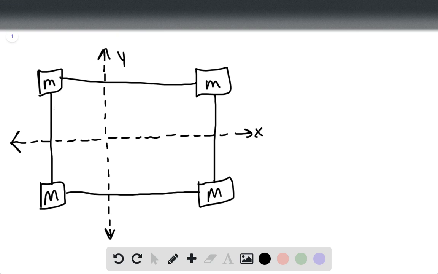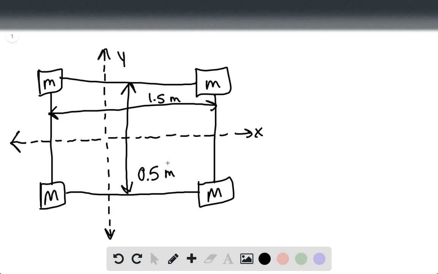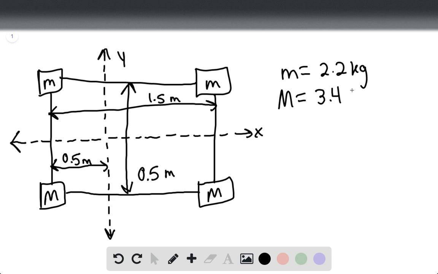And we can say that this distance here is 1.5 meters. We know that this distance here, obviously not drawn to scale, is 0.5 meters. And then we can say that this distance right here is also 0.5 meters. So essentially, we're trying to find the moment of inertia. So we have lowercase m is giving us 2.2 kilograms, and then capital M, the question says that capital M is 3.4 kilograms.